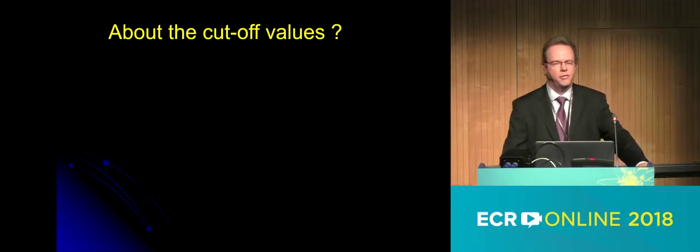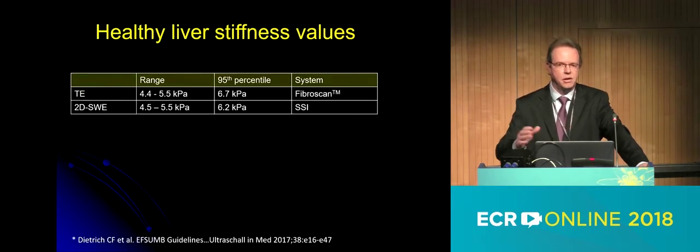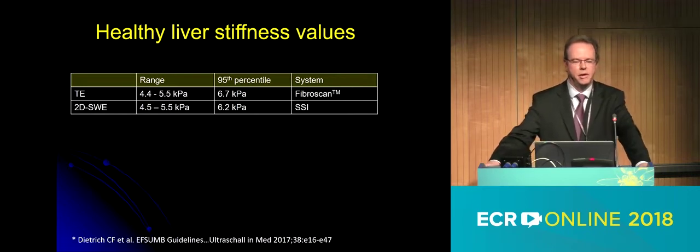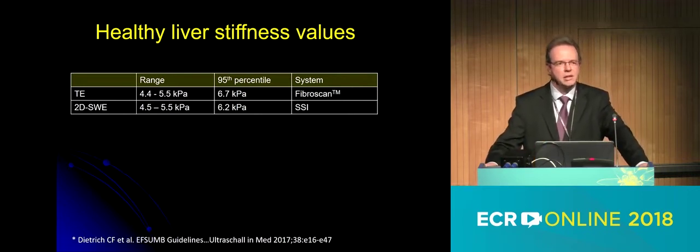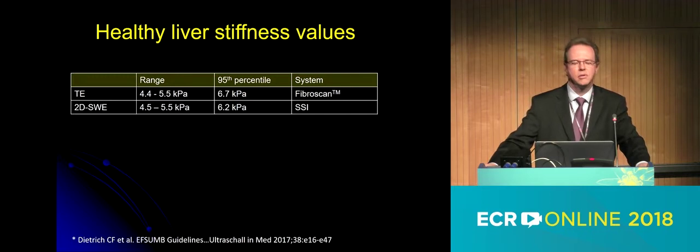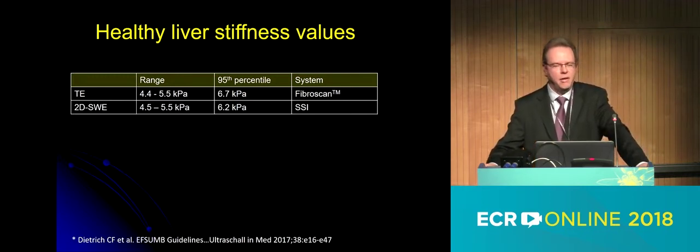What about the cutoff values we can use? Of course, we need to know the normal range of a healthy liver. There are a lot of studies and they were gathered in the EFSUMB guidelines, and here are the results. You can see that 95% of healthy livers have a liver stiffness smaller than 6.2 kilopascal with supersonic imaging and 6.7 kilopascal with transient elastography, with FibroScan.